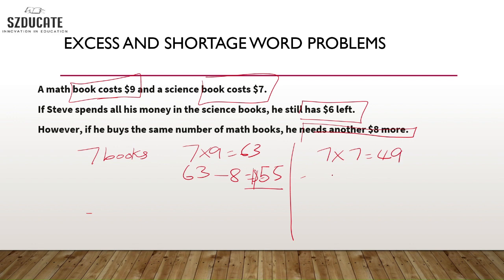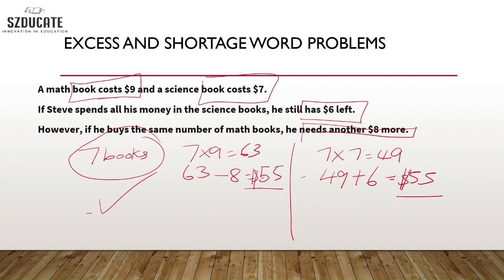And he still has $6 left. That means he has more than 49. 49 plus 6, 55. So if both answers agree, that means our answer is correct. Do you get it?